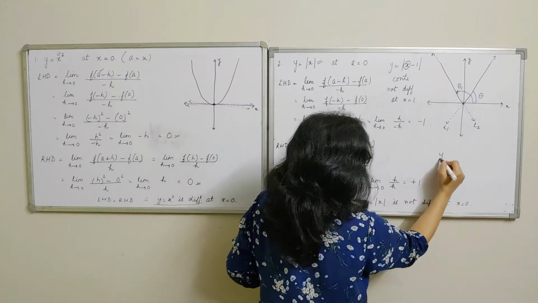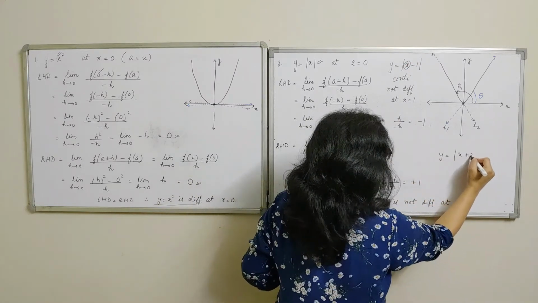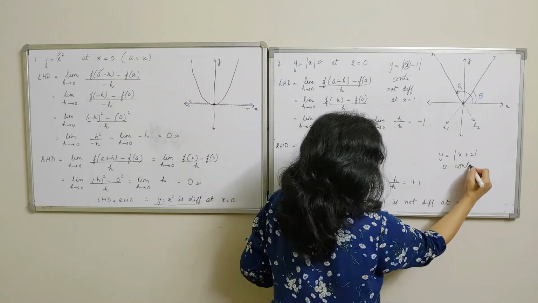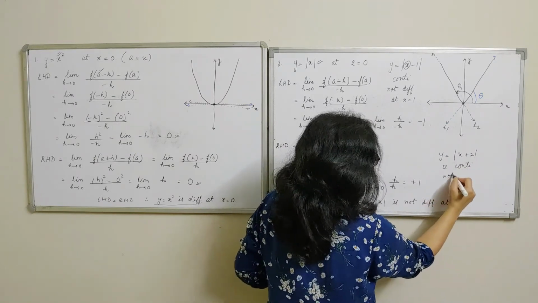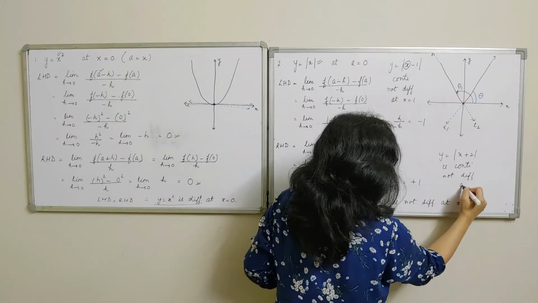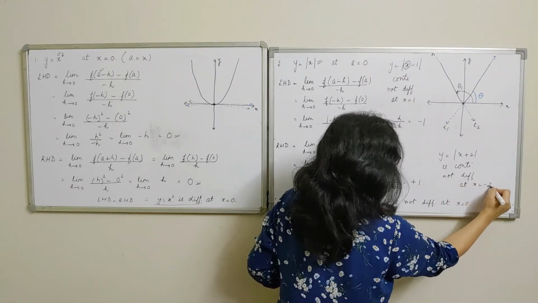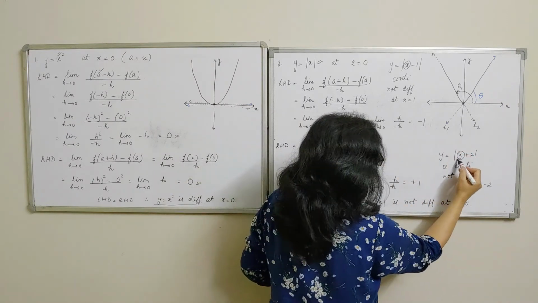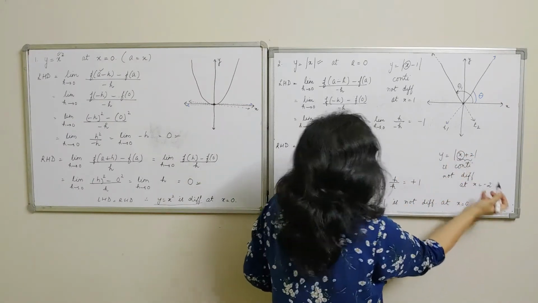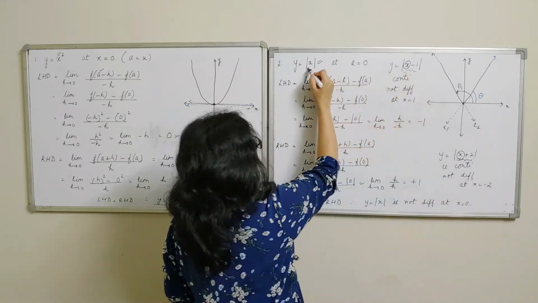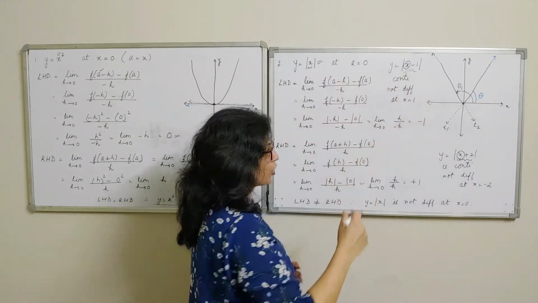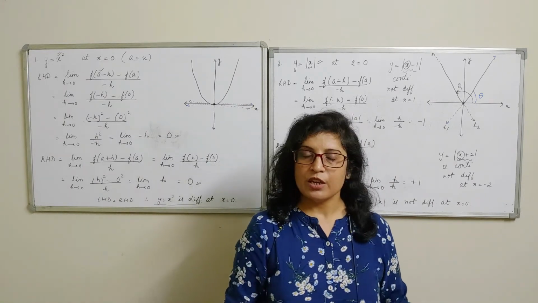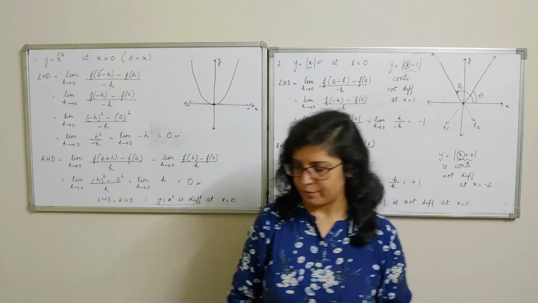Alright, let's take another example. y is equal to mod of x plus 2. Because it's a modulus function, the function is continuous throughout its domain, but the function is not differentiable at the point x is equal to minus 2. So you can easily find out at which point the function is not differentiable. Equate this to 0, you get the value of x. So here when you put x is equal to 0, the function was not differentiable at x is equal to 0. So this is an important 1-mark question. We shall see two more such examples.